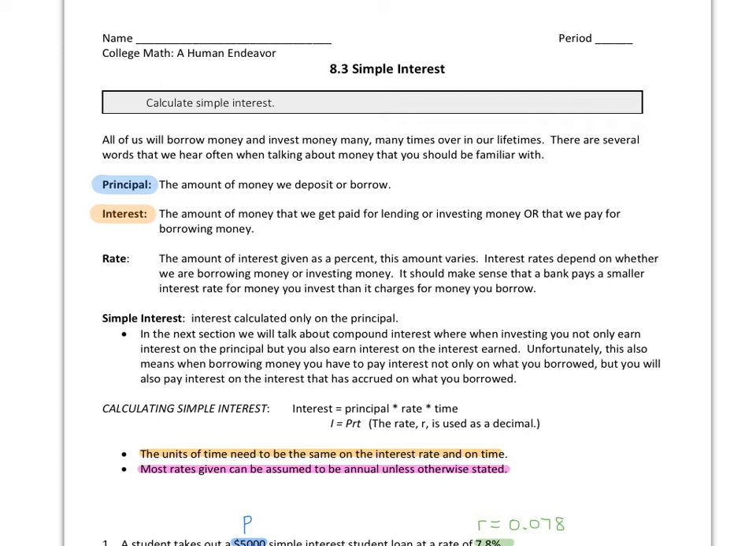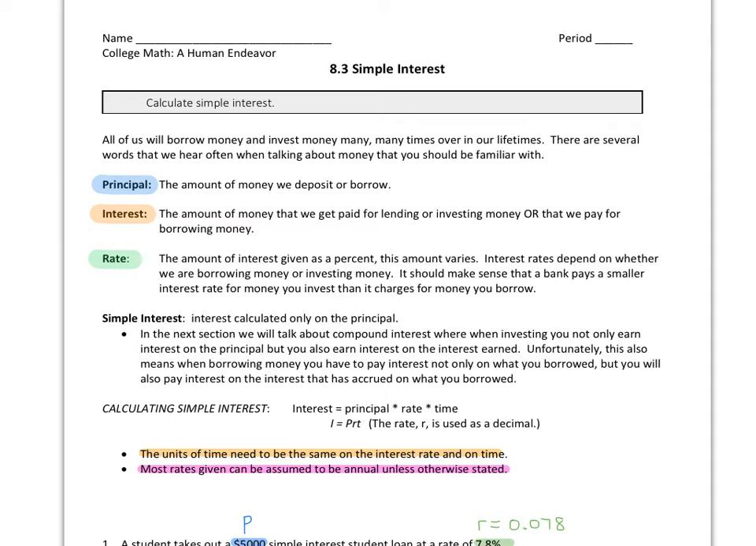Then we also need to talk about the rate, which is the amount of interest given as a percent, and this amount varies. Interest rates depend on whether we are borrowing money or investing money. Typically, when we borrow, rates are higher than when we're investing, unfortunately. It should make sense that a bank pays a smaller interest rate for money you invest than it charges for money that you borrow, because it's a business and it needs to make money.